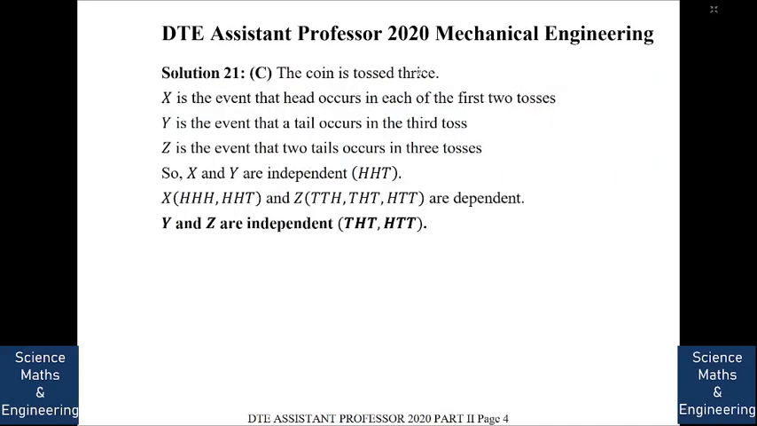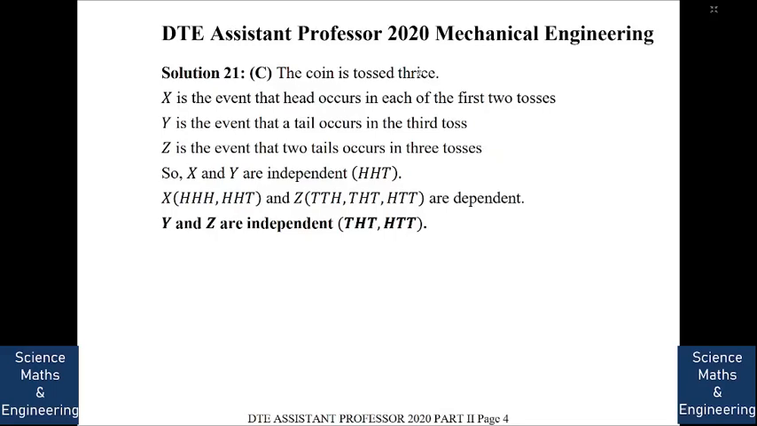So the answer is C. If the first two tosses are heads, the third toss can be a tail or a head. So the event that the third toss is a tail is also possible. So X and Y are independent. Next, X and Z: if two heads occur in the first two tosses, then two tails cannot occur in three tosses. So X and Z are dependent.